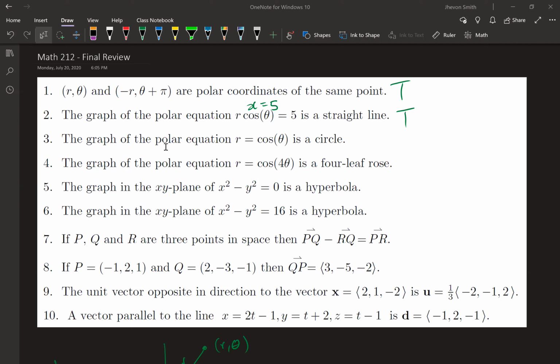Is that a circle? True, it is a circle. How do you know? We can multiply both sides by r. R squared equals r cosine theta. This translates to x squared plus y squared equals x. And you can bring the x to the other side, complete the square. You'll realize it's a circle centered at like a half comma 0, with the radius a half or something like that. Just completing the square in my head. I might be off a little bit. But yeah, that is a circle.